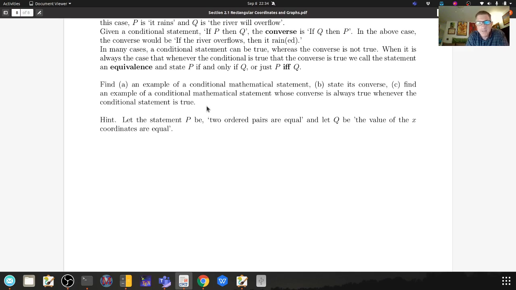So for this, I give you a hint. Let the statement P be two ordered pairs are equal, and let Q be the value of the x coordinates are equal. So the conditional statement would be if two ordered pairs are equal, then the value of the x coordinates are equal. So its converse would be if the value of the x coordinates are equal, then the two ordered pairs are equal. So right there I give you A and B. However, finding C, an example of a conditional mathematical statement whose converse is always true whenever the conditional statement is true, will be a little bit more difficult.